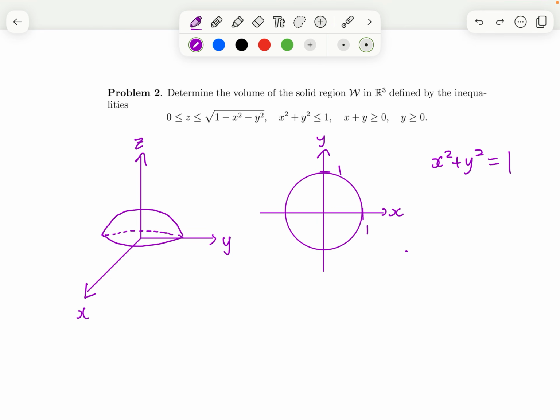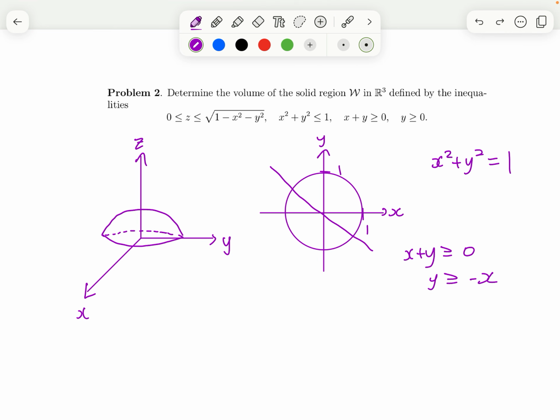But we're also given two other inequalities, so let's take a look at that. We have x plus y greater than or equal to 0. Again, I want to set this equal to 0 for the sake of graphing, and we get a linear function that we're familiar with, which is y equals negative x. Since x plus y is greater than or equal to 0, we can see that y has to be greater than or equal to negative x.